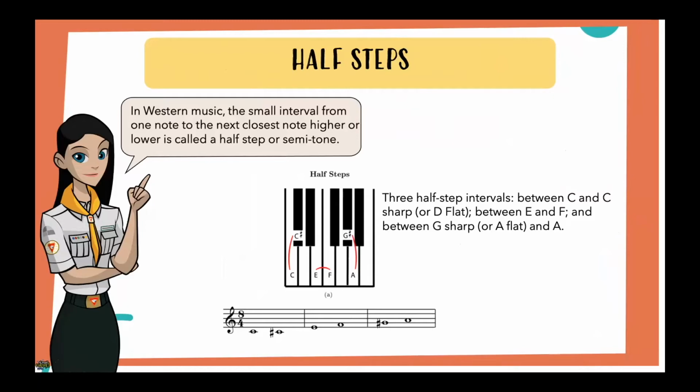So one of the requirements is for you to differentiate, tell what a half step is and what a whole step is. So here again in Western music, the small interval between 2 notes, one note and the closest higher note or lower, is called a half step or semitone, as Hannah was writing as well. So we have from C to C sharp is a half step. We have from E to F another half step. And we have from G sharp, from A, another half step.